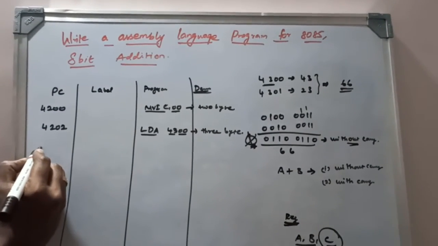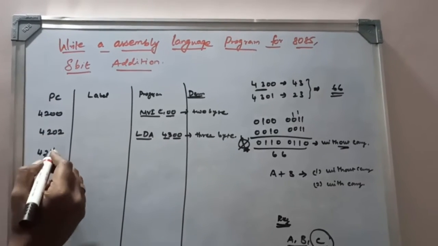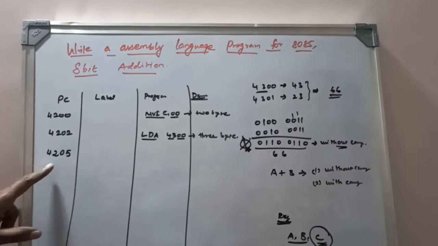So the next instruction you get from 4203, 4204, 4205. Here we initialize 4205.